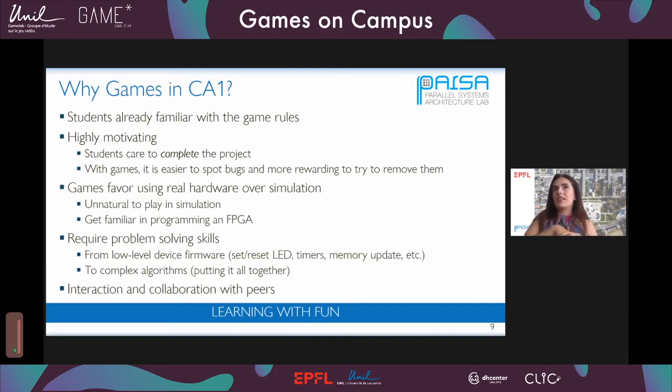And with a game, it's easier to spot bugs because one knows what to expect, how the game should play. But it's also, and this is very important, more rewarding to spend time to try to find the bugs and remove them. Games also favor using real hardware over simulation, because playing a game that one has played on real hardware is unnatural suddenly in simulation. But also on my side as a teacher, it gives me an occasion to have students get familiar with programming this particular circuit, an FPGA.